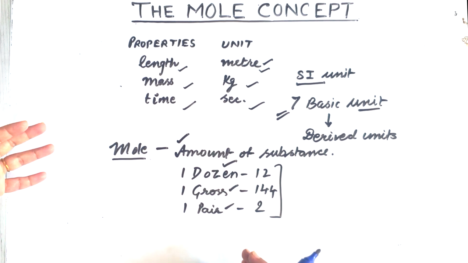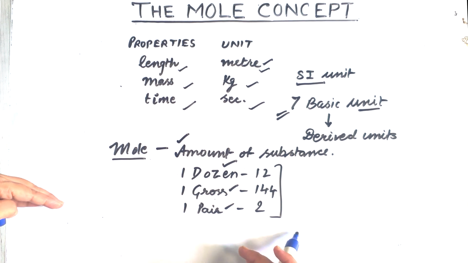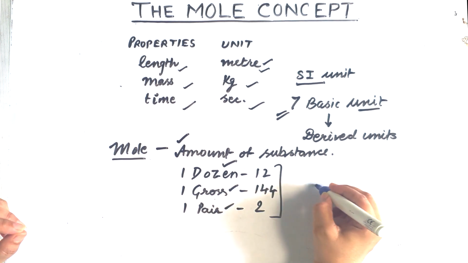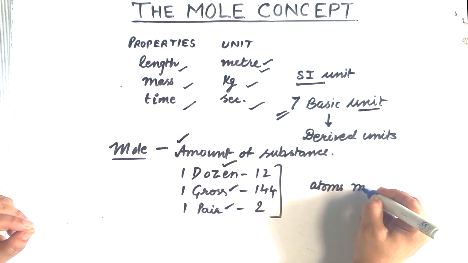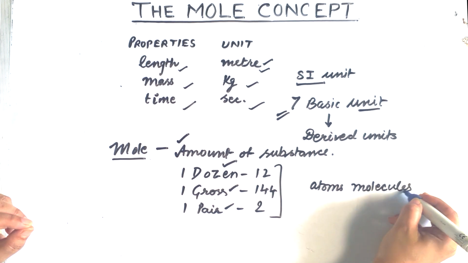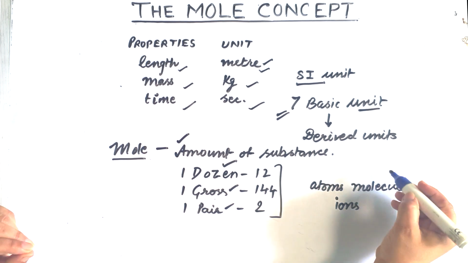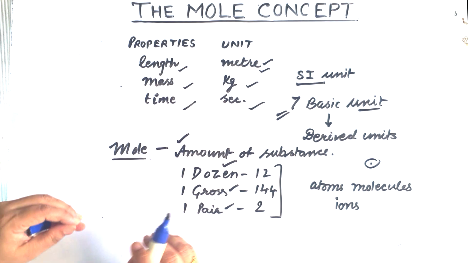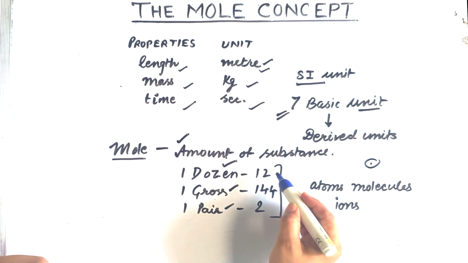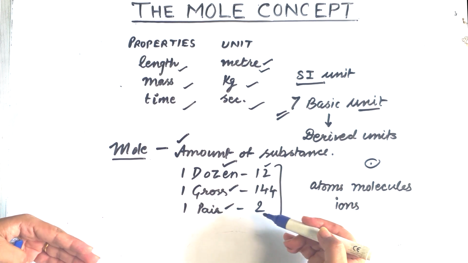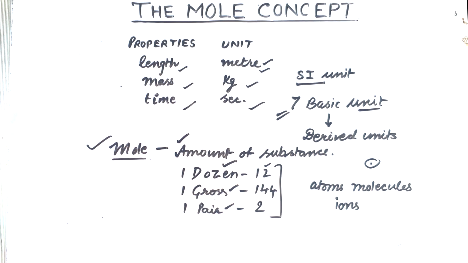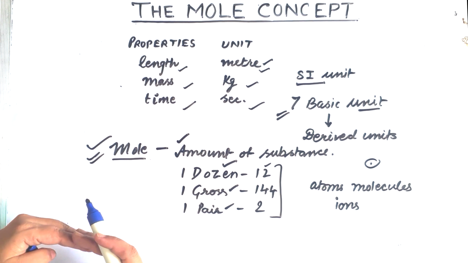But here our problem is that we are talking about chemistry, and in chemistry we are going to deal with very small particles, and these particles are atoms, molecules and ions. And we all know that even this small dot I have made here is also consisting of millions of particles. That is why these small numbers like 12, 144 and 2 are not going to work for our chemistry. That is why one unit called mole is decided as a basic unit of the measurement of amount of substance.